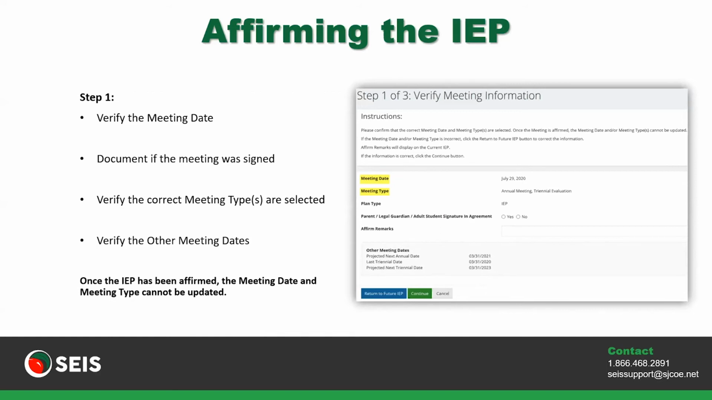Please check the meeting type. Was this just a triannual only, or was it an annual and a triannual, or whatever the meeting is? Make sure the appropriate meeting types are selected. And then you can verify the additional meeting dates as well, and then click continue. Again, once it's been affirmed, the user cannot update meeting date or meeting type.